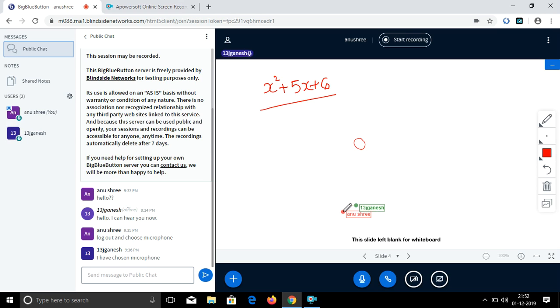I've done the graph. Okay. So you tell me the coordinates. So for -3, I got 0. Yes. And then -2, I got 0. Yes. -1, I got 2. Yes. For 0, I got 6. Yes. 1, I got 12. Yes. 2, I got 20. Yes. And 3, I got 30.